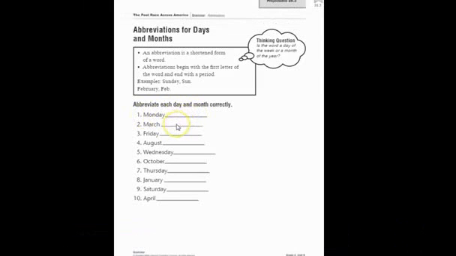What would you do with March? March already is a pretty short name of a month. But what would you do to shorten March? Probably the first three letters and then the period. Work through the rest of this projectable and decide how you would abbreviate these, and then I'll show you the answers in a second. So pause the video.